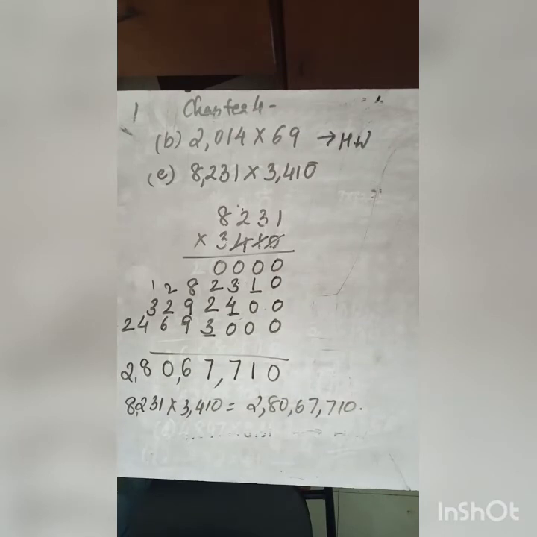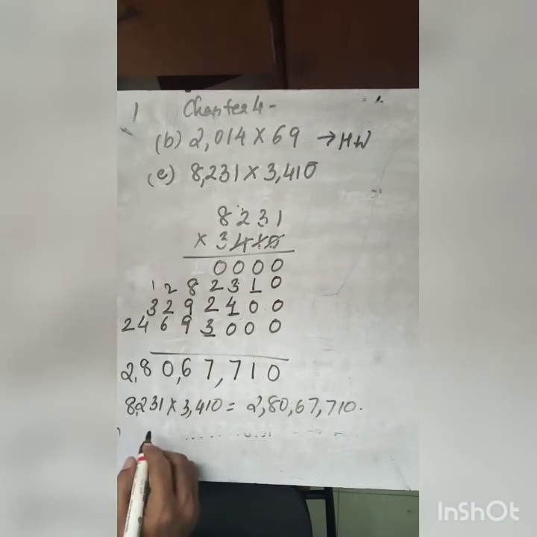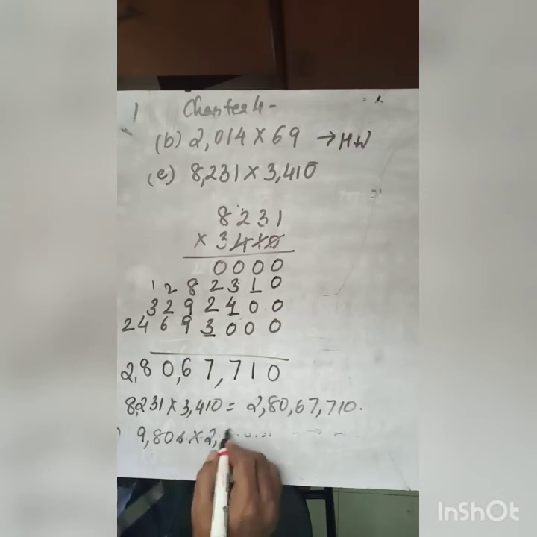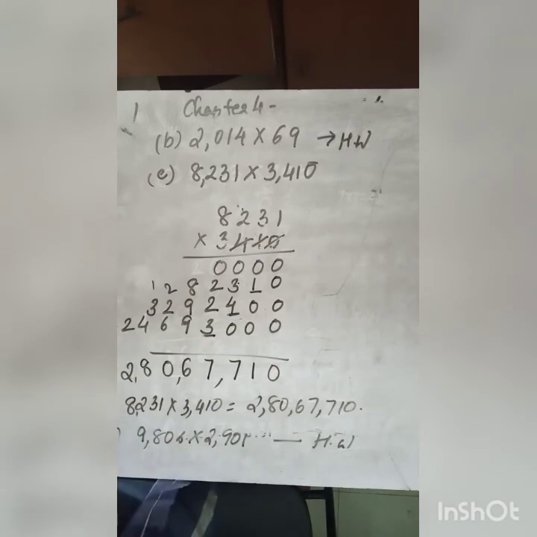2,80,67,710 is the answer. Now, F1, you need to do homework, which is almost similar to E, what I've done right now. That is 9,806 multiplied by 2,901. So with this, we are done with question number 2.